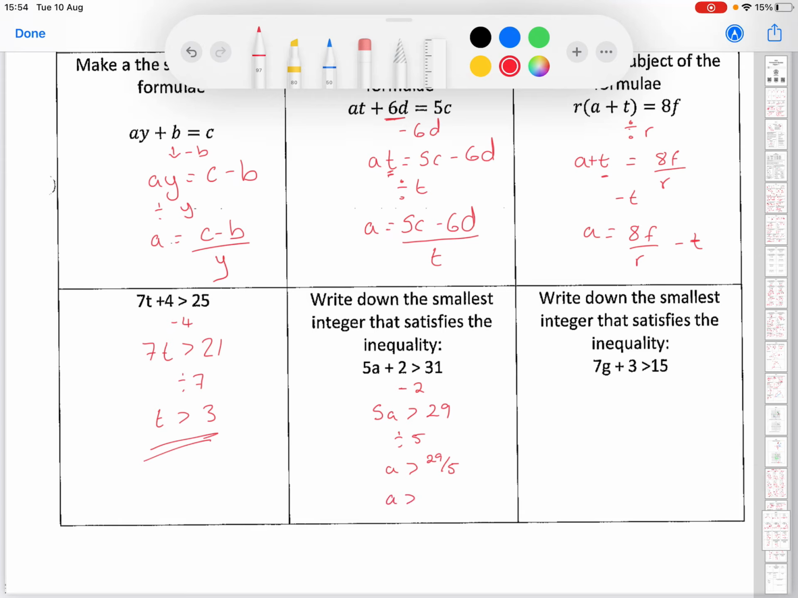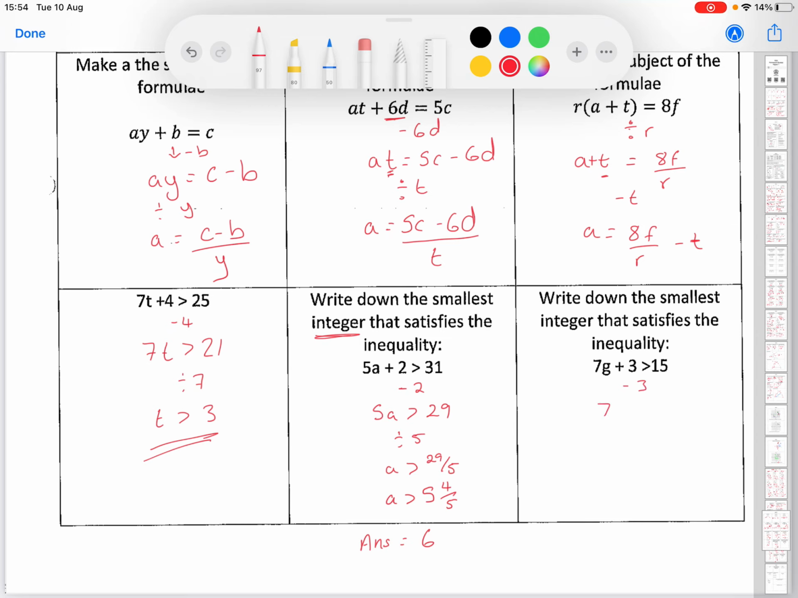Now think about writing improper fractions as mixed numbers. A is going to be greater than, how many times does 5 go into 29? Well, it goes in 5 times, with 4 left over out of the 5. So it's going to be 5 and 4/5. Now you can obviously write that as a decimal if you want to, because you know 4/5 is 0.8. So we've got 5.8, but a has to be bigger than 5 and 4/5. So it's not going to round down to 5. The smallest number is going to be 6, because a has got to be bigger than 5 and 4/5. And an integer means we can't have any decimals in it, okay?